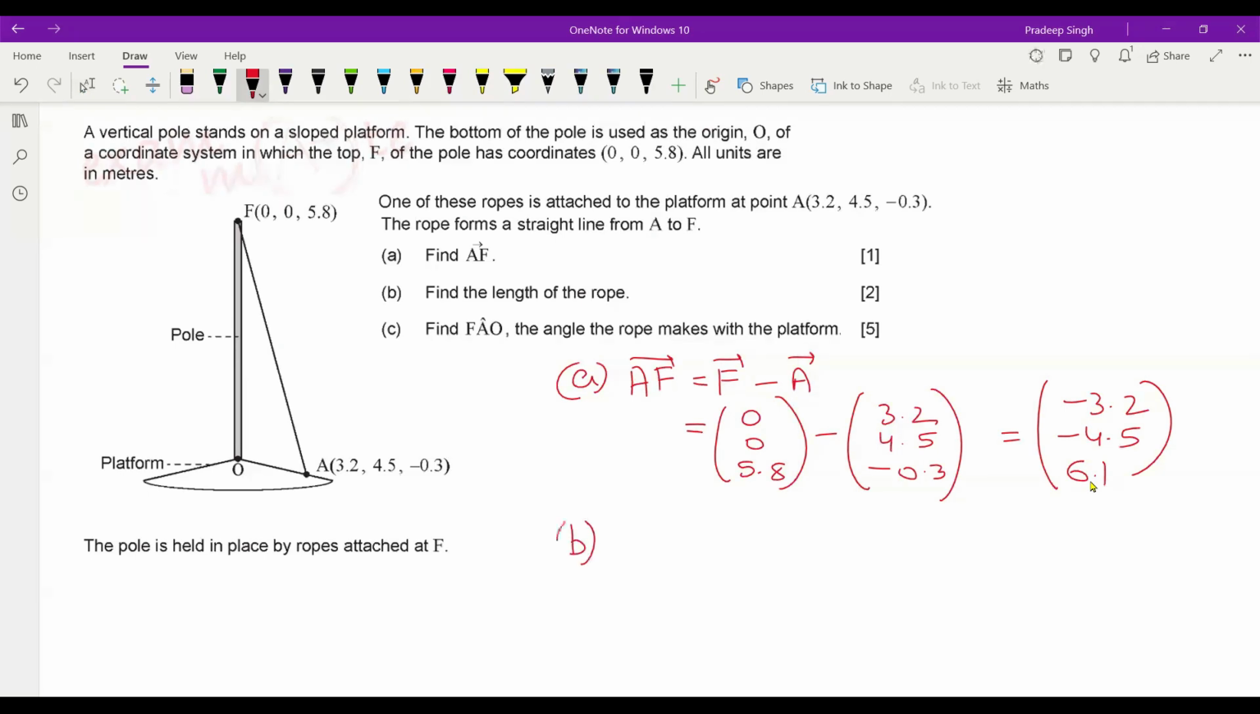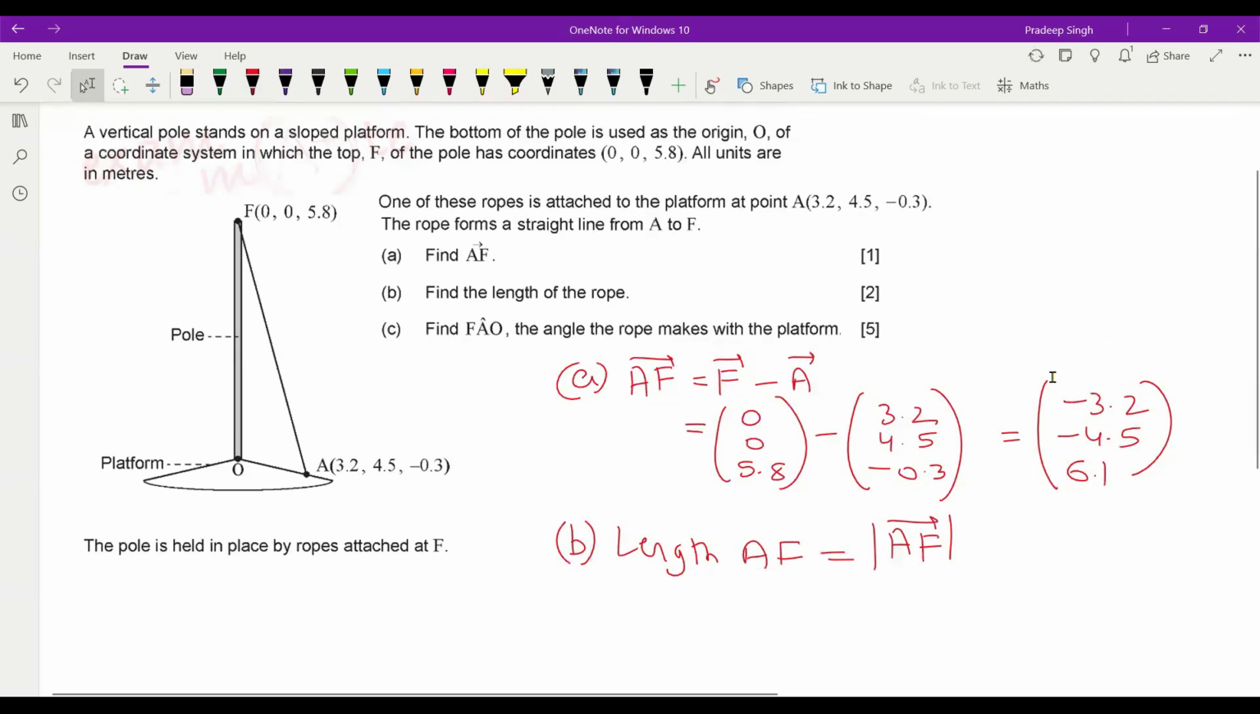Part B, we have to find the length of the rope. So the rope in this case is AF. So all we need to do is figure out the length of this line segment AF. So how do we do that? The length of the line segment AF is nothing but the magnitude or the modulus of AF vector. Modulus represents the length of that particular vector.